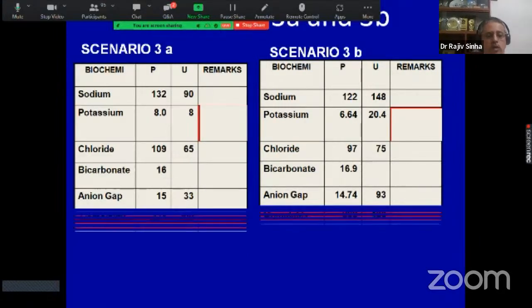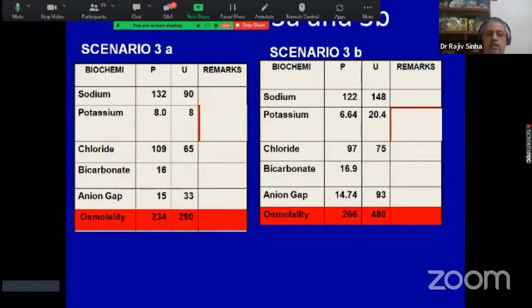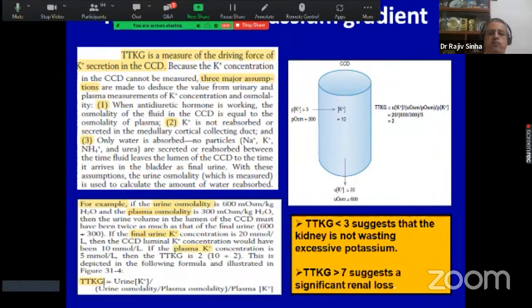We then went on to do a urine osmolality and a serum osmolality in both of these children. And with the help of that, we were able to calculate something called TTKG, transtubular potassium gradient. It will be described later, but it was low in both. So we now have a child with normal anion gap metabolic acidosis with hyperkalemia and a very low TTKG. Now, what is TTKG? TTKG is the measure of the driving force of potassium secretion in the cortical collecting duct.